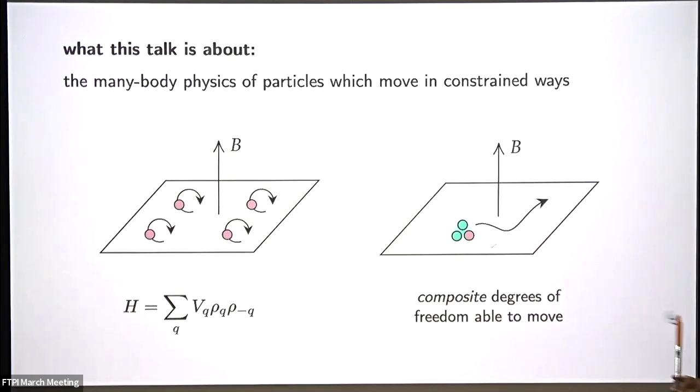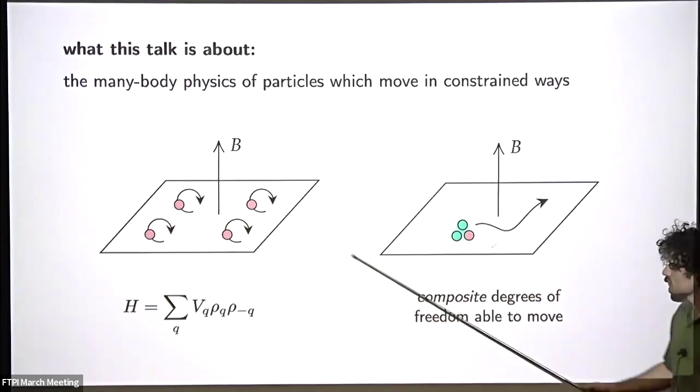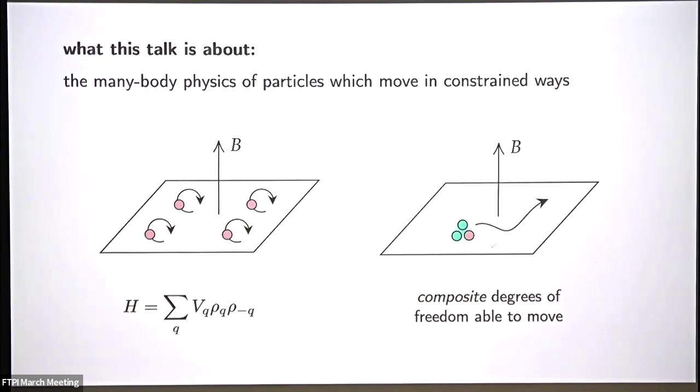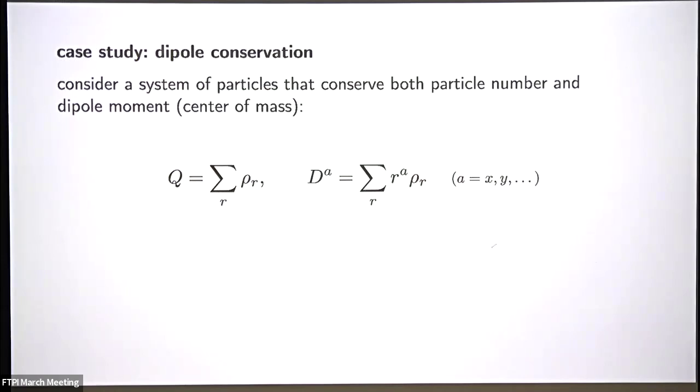But of course, the physics of the system is not boring. It's made not boring partly by the fact that in many quantum Hall systems, you still have composite degrees of freedom which are able to move around. A different way of quenching the kinetic energy of particles, which is maybe a bit easier to understand theoretically, and which is what I'm going to be talking about, is to impose certain types of conservation laws which quench particles' kinetic energy.